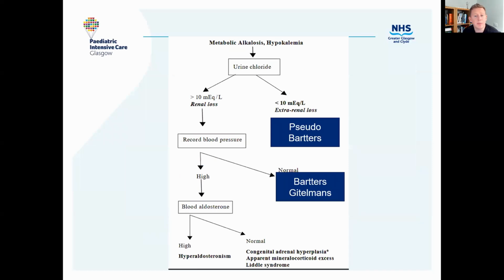And again, in these papers, there's a really nice flowchart that helps us work our way down the list to find out what the potential diagnosis might be. So if you've got a metabolic alkalosis, hypokalemia, you want to fundamentally check the urinary chloride. And that will quickly determine whether you're on the pseudo-Bartter's side, or whether it could be something else. It could be Bartter's, it could be Gitelman's, it could be hyperaldosteronism, it could be other things. So the urinary chloride is really, really important.